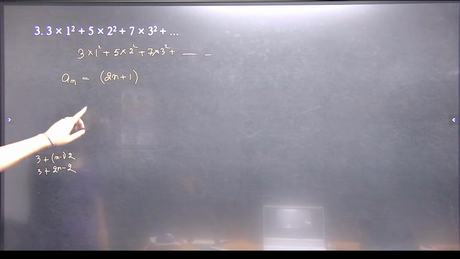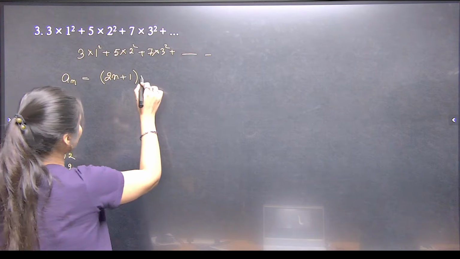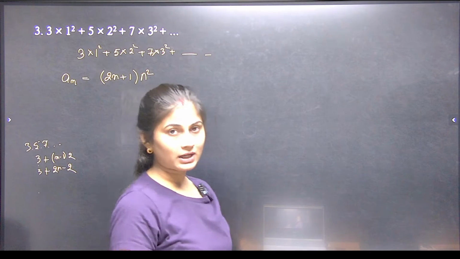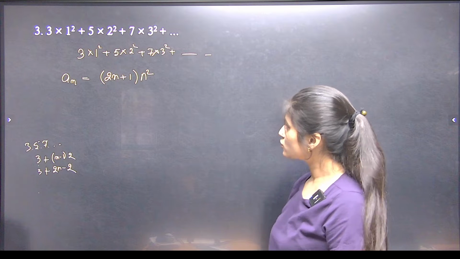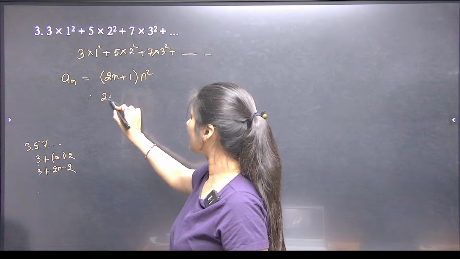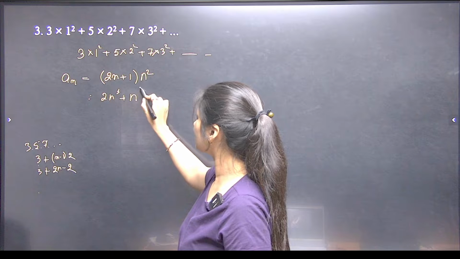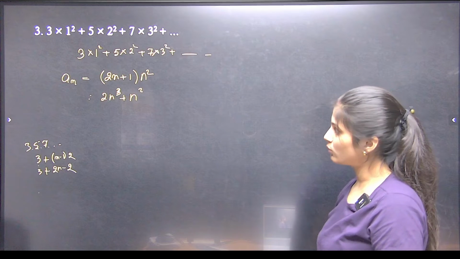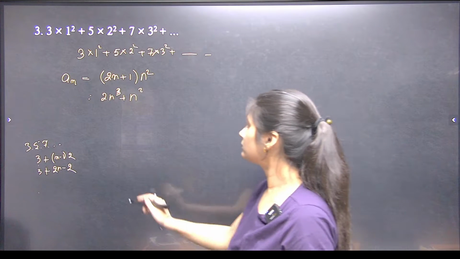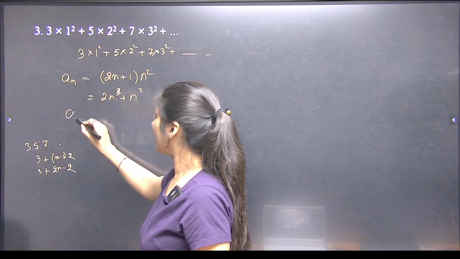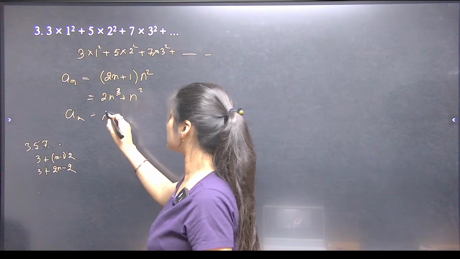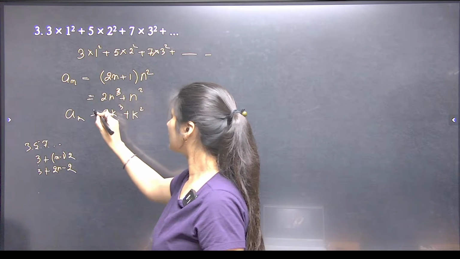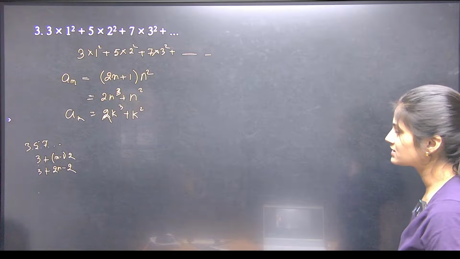And after that we have 1 square, 2 square, 3 square. So we can simply say it is square of natural number. Okay, so this is the nth term of given question. So if I'll solve it, it will give 2n cube plus n square. Okay? 2n cube plus n square. Okay, now we will write kth term, as we do always. So it is 2k cube plus k square.